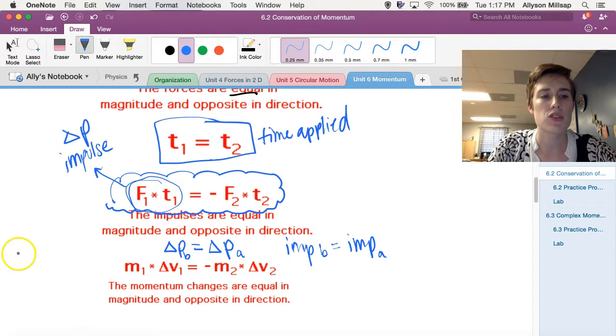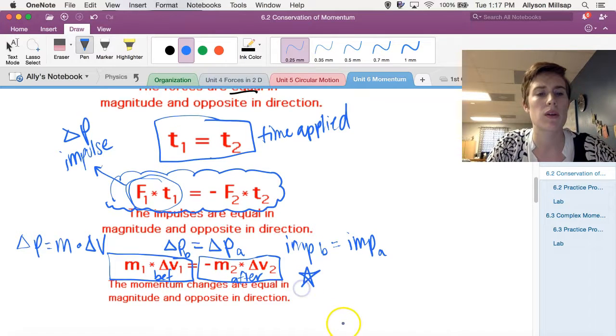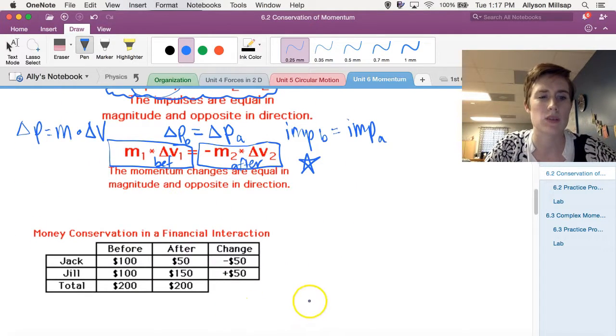So what's the formula for change in momentum? Well, change in momentum is mass times the change in velocity. So what we can end up making is we can say that the mass times the velocity before is equal to the mass times the velocity after. So this is the formula really we're going to be sticking with and paying attention to, is this last one.